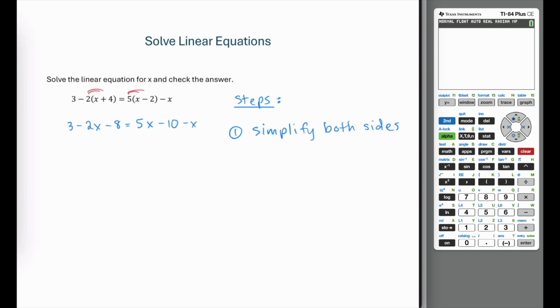Continuing to simplify, we're going to combine like terms on the left-hand side. So 3 minus 8 is negative 5, and then we have minus 2x that we just copy down. To combine like terms on the right-hand side, we'll combine the x terms together. So 5x minus x is going to be 4x, and then we still have the negative 10. So we have simplified both sides of this linear equation.